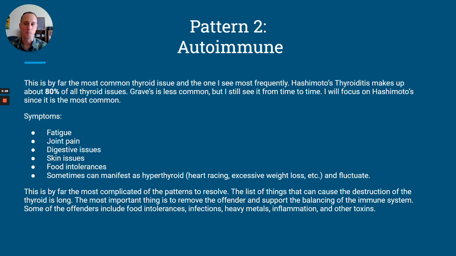So again, symptoms: fatigue, joint pain, digestive problems, skin issues, food intolerances, and then it can manifest as hyperthyroid. So it looks almost like Graves, but it's going to fluctuate back and forth until finally it just kind of peters out into hypothyroid. And because it's so complicated, let me kind of touch on that. It's because the immune system is so heavily involved here.